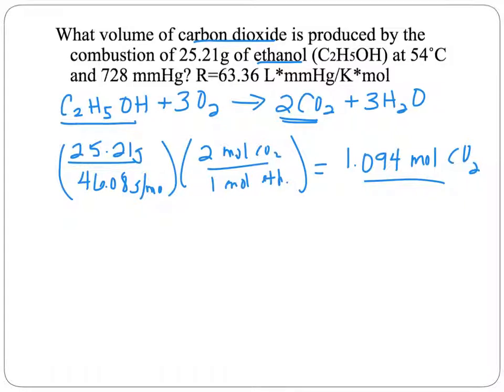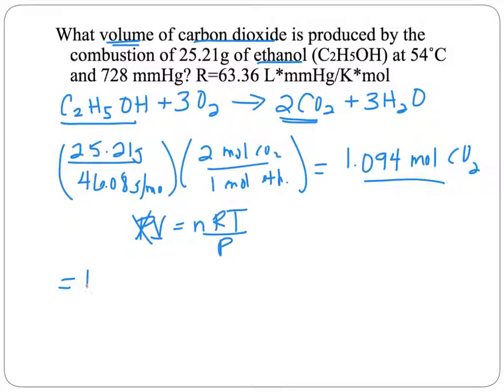Now our question asks us for volume of carbon dioxide, so we have to go back to our PV equals nRT, our ideal gas equation. We're going to rearrange that so that volume is what we're solving for by dividing by pressure. So we just get rid of this one over here, and then we just plug in. We're going to plug in the amount of moles for n.